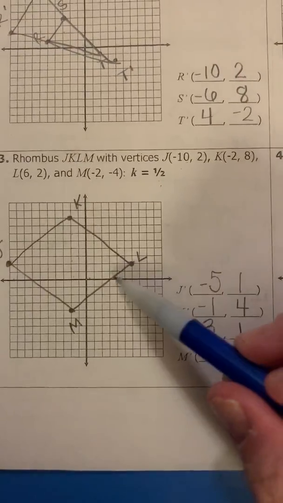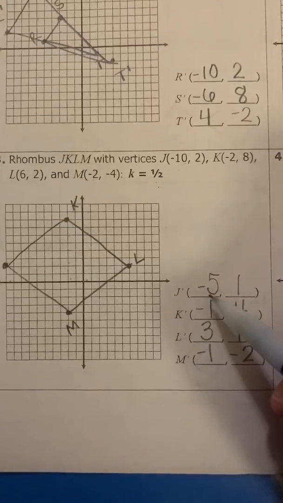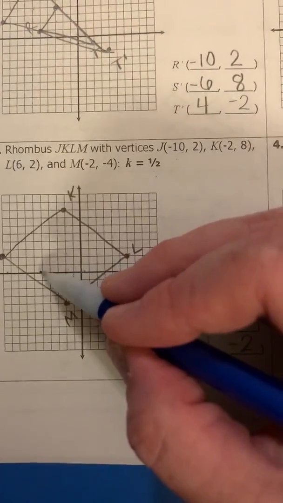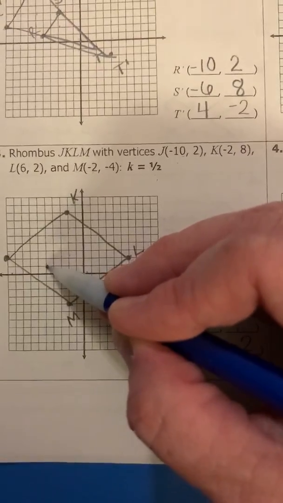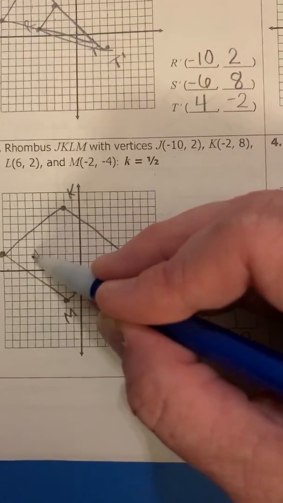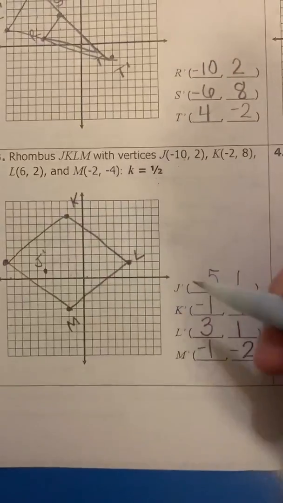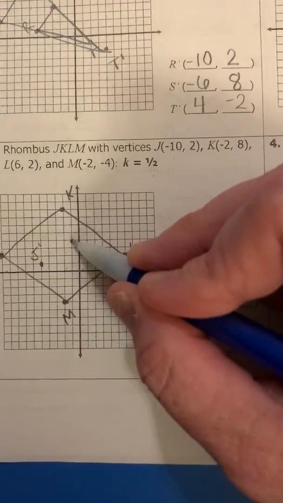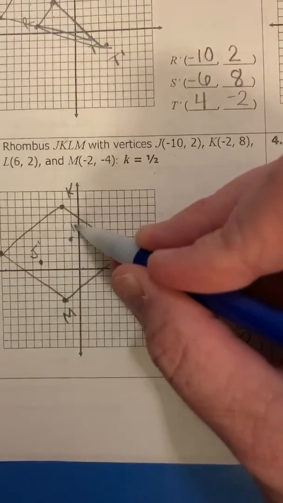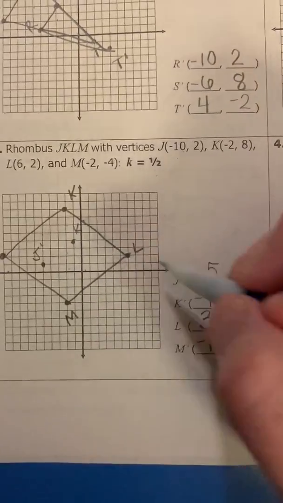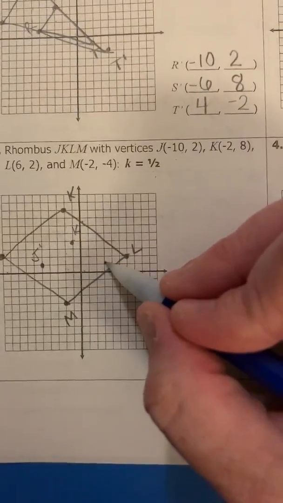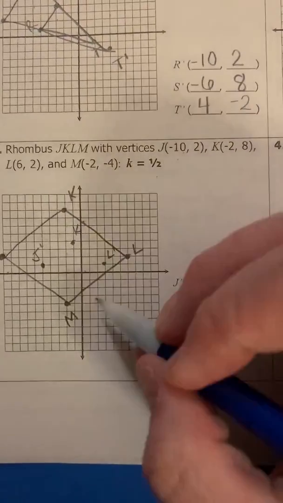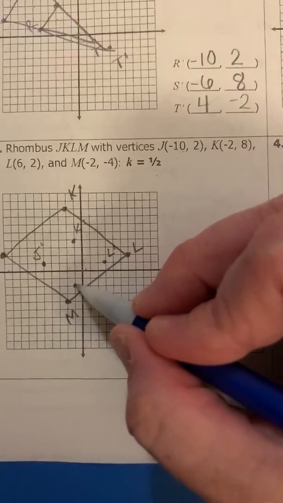So now I have my new points to put in. So J prime is negative 5, 1. So 1, 2, 3, 4, 5, 1. K prime is negative 1, 4. L prime is 3, 1. And M prime is negative 1, negative 2.